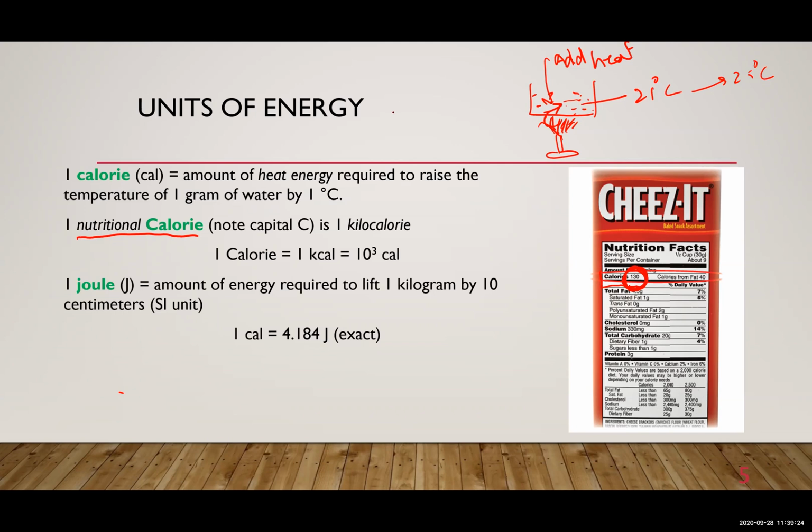If you add heat into water, the temperature will go up, right? So imagine I have a tiny container. In that container, I have exactly 1 gram of water. Okay.